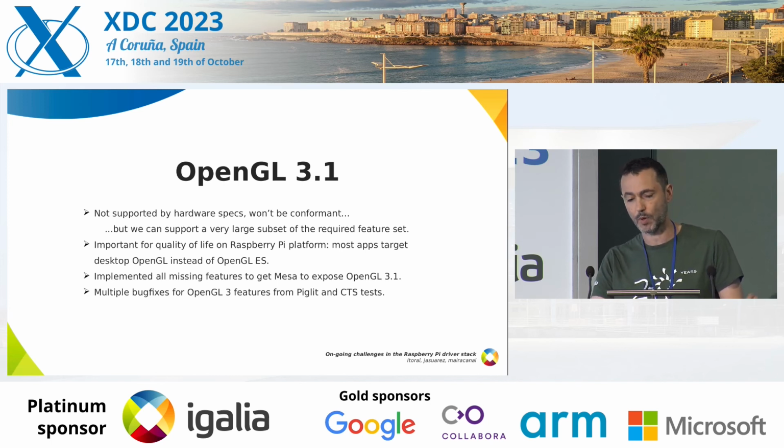It's important to expose OpenGL 3.1 instead of keeping 2.2. The main reason is that Raspberry Pi devices are intended to be used as desktop host computers, and most desktop apps are targeted at desktop OpenGL instead of OpenGL ES. And we were already implementing a lot of the features required for OpenGL 3.1. Only a couple of them were missing, and it was a matter of time to implement them. So that makes me happy to expose OpenGL 3.1 for Raspberry Pi 4.